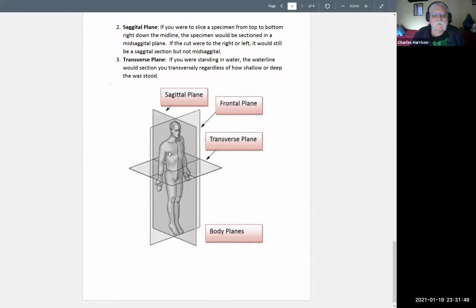And not that it's likely, but if a person were able to walk sideways through some partition, glass, for instance, and got cut right down the middle, then the person would be sectioned in a sagittal plane.